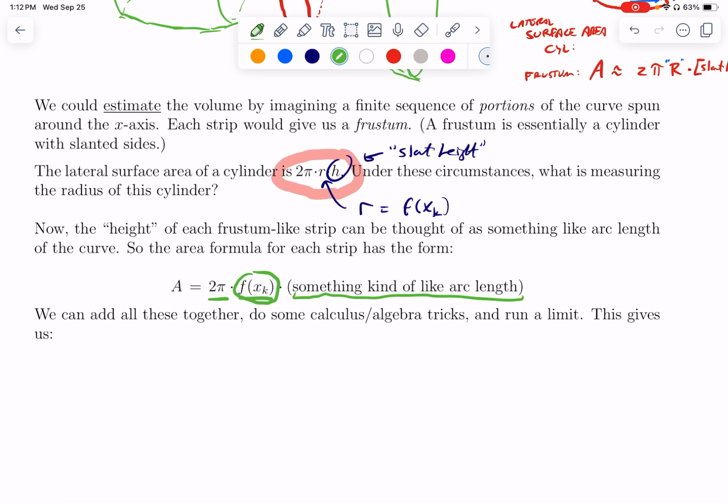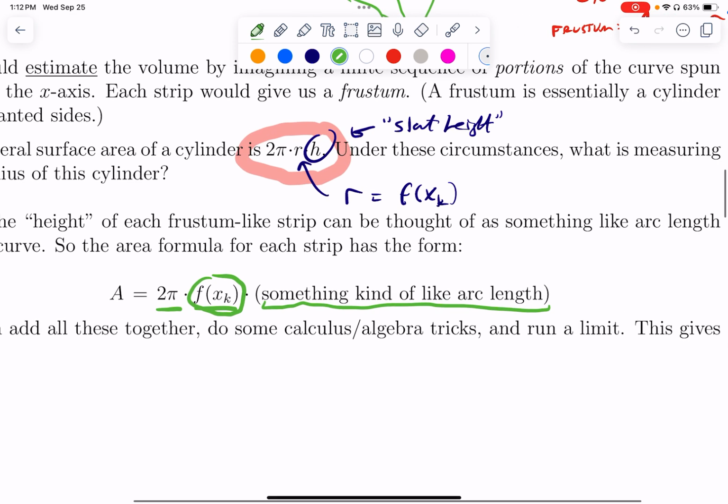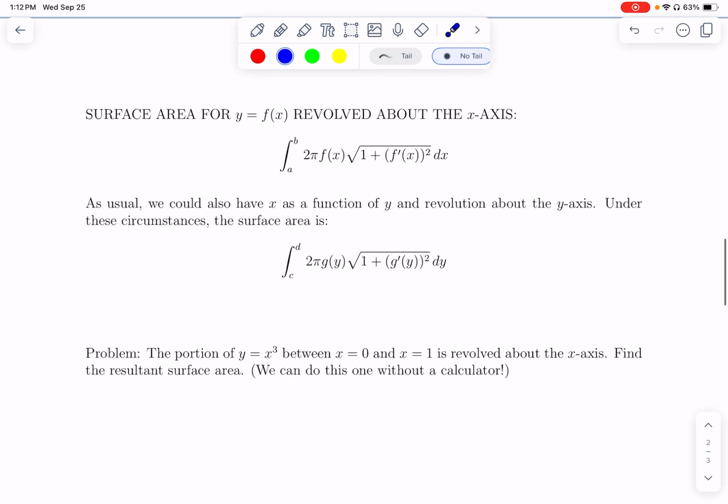We could add these together, we could run a limit, we could do some tricks. I'm hiding all of that stuff because it's unnecessarily complicated for this particular example. But hopefully this makes sense, right? It's 2 pi times r times h. And we realize that the radius is measured by how tall the function is. And the quote-unquote height of each one of these cylinders or frustums is actually how much arc length we have on the side. When we put all this together, it turns into this integral.